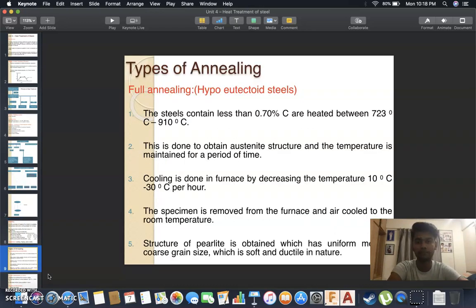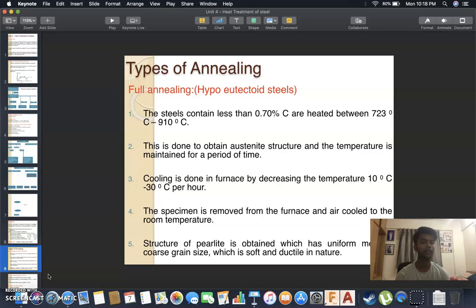Types of annealing: full annealing, which is nothing but for hypoeutectoid steels. These steels contain less than 0.7% of carbon, and are heated to 723 to 910 degrees centigrade. This is done to obtain austenite structure and the temperature is maintained for a period of time. Cooling is done inside the furnace by decreasing the temperature 10 to 30 degrees centigrade per hour.